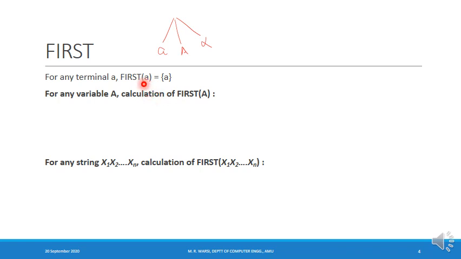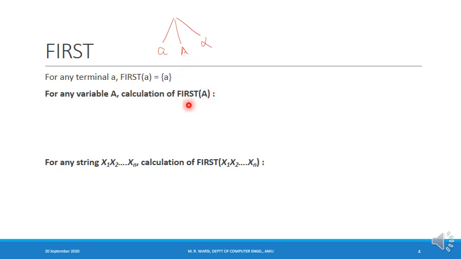First of any terminal symbol is that terminal symbol. So first of small a is small a. Let's now look at the second scenario, calculating the first of a single variable capital A. So we are calculating the first of capital A.